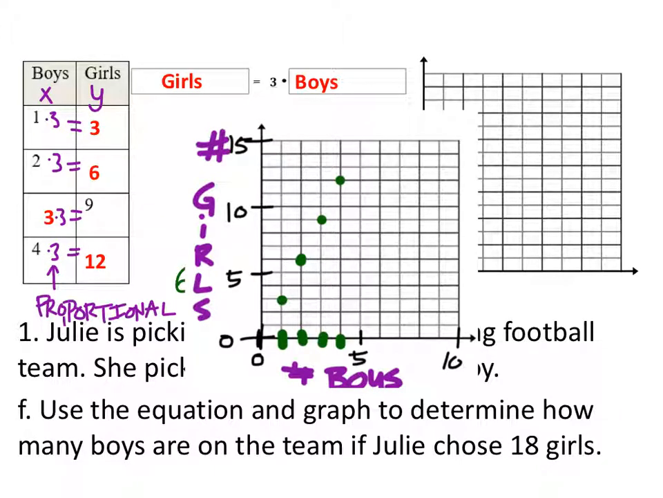Now the reason this is a proportional constant is because no matter what x value I choose, like I could choose 15 boys on the team, I would multiply it by that same proportional constant to figure out how many girls would then be on the team. So the proportional constant is the value that we multiply the x's by in order to get the y values, assuming that the relationship is proportional.